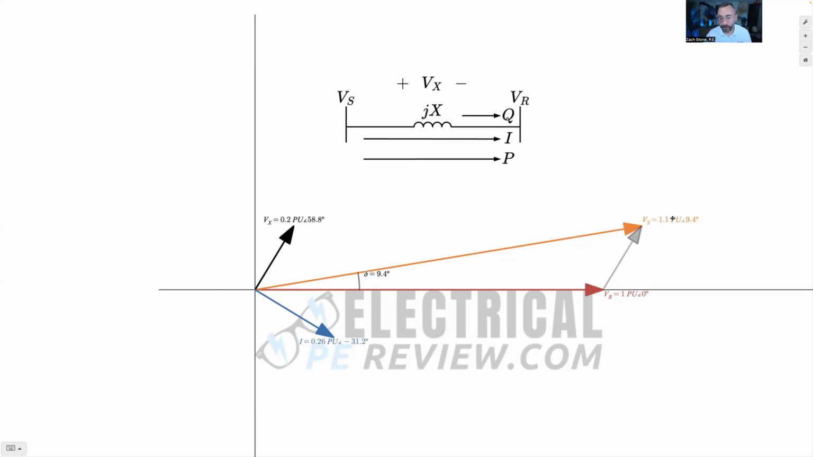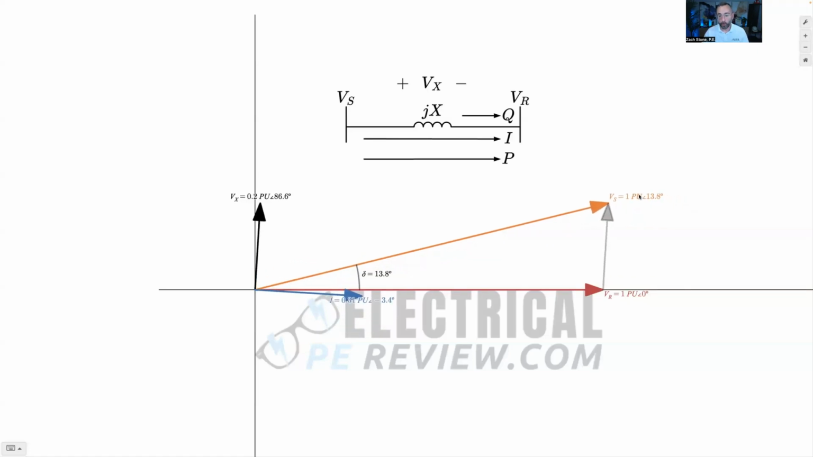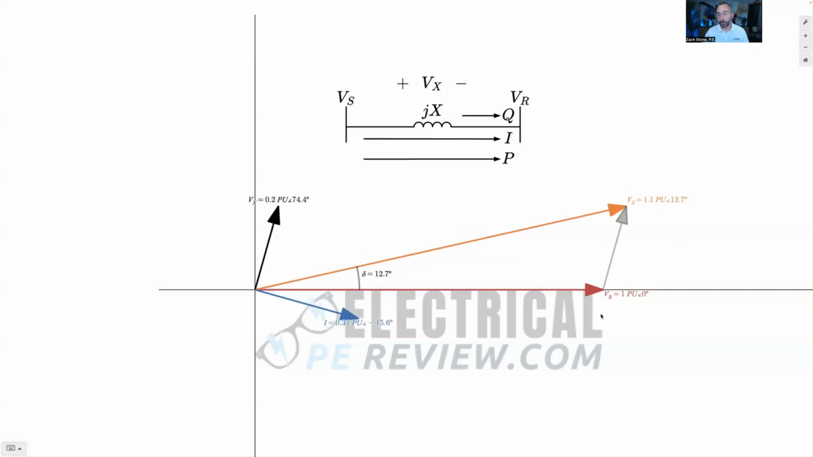Ready for the fun? Look at this. It took me a while to build this model. So what do we got here? It's all in per unit. This red arrow is the receiving voltage. Orange arrow is the sending voltage. Blue phasor is the complex current. The black, again, that's the voltage drop across. And here's our torque angle delta, the difference between VS and VR.